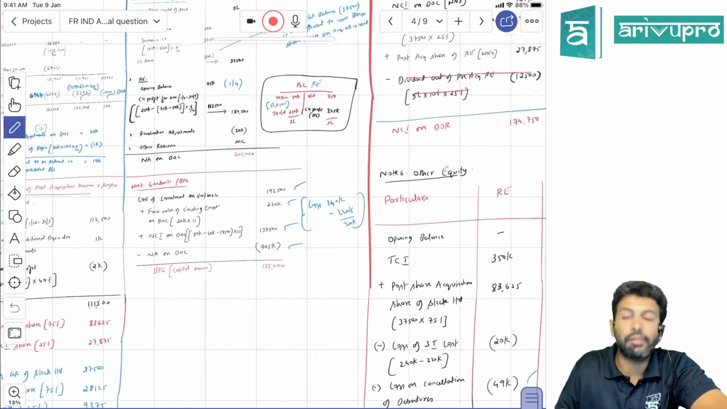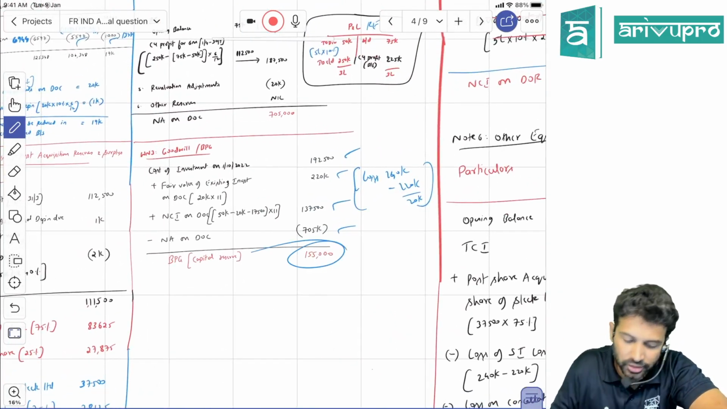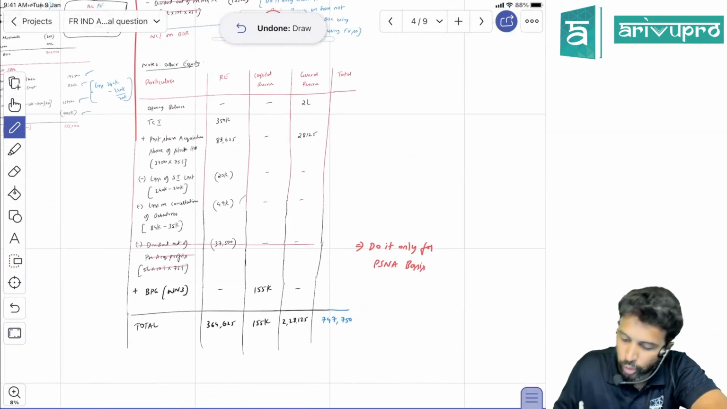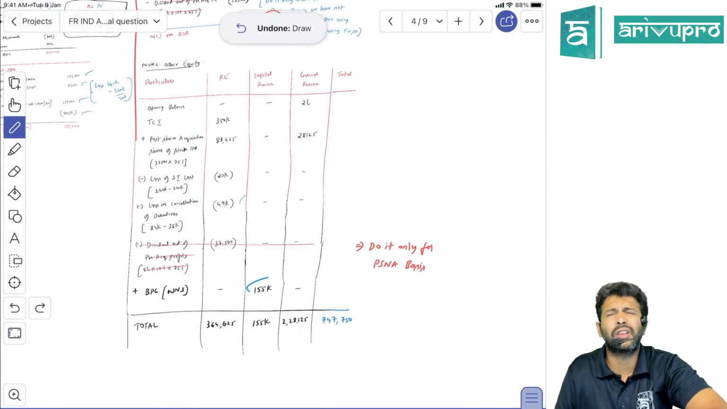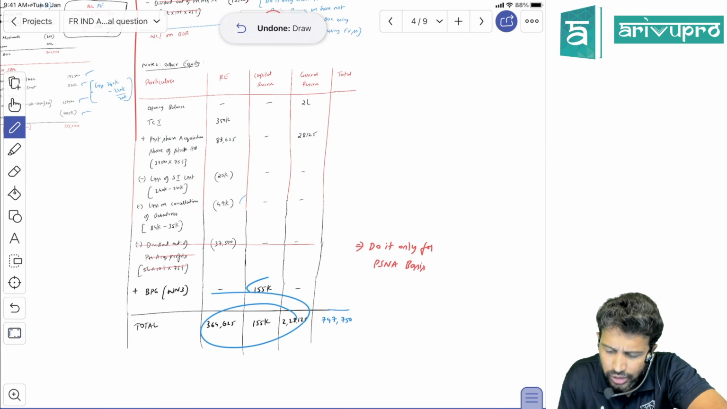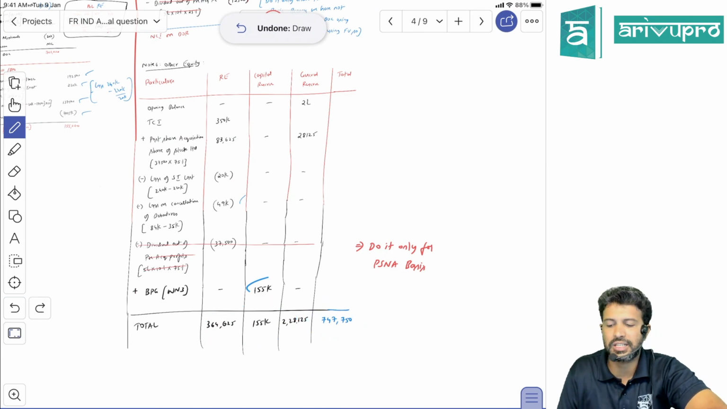Yeah, we got goodwill or we got capital reserve. We got capital reserve here, 1,55,000, that I showed over here. Then you will get the revised closing balance of all the reserves. Adding all this, you will get the other equity to be 7,47,750.